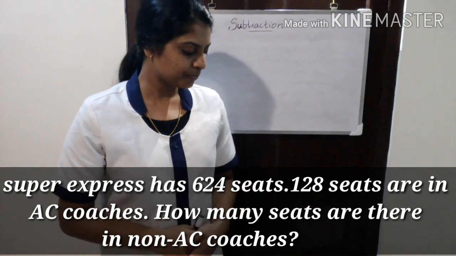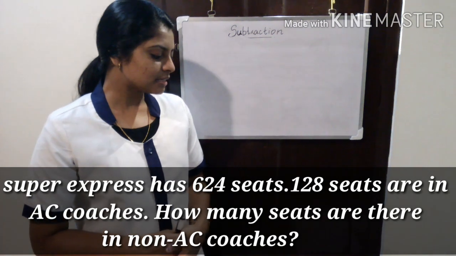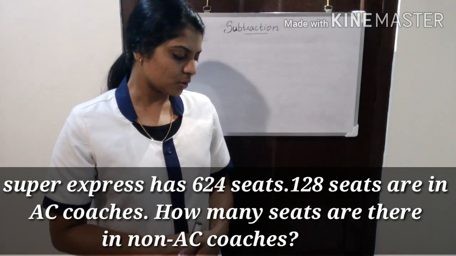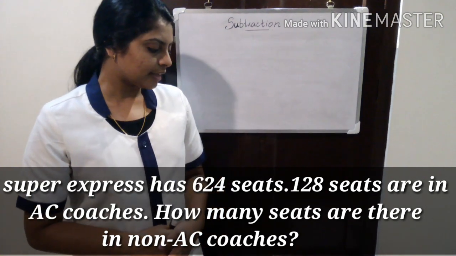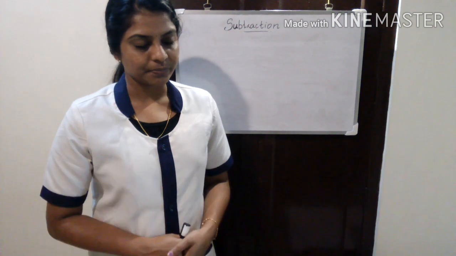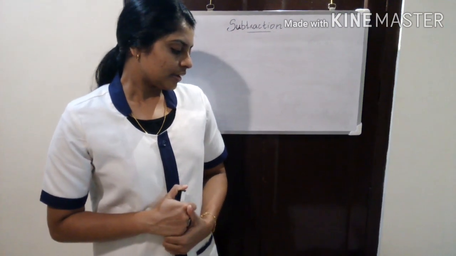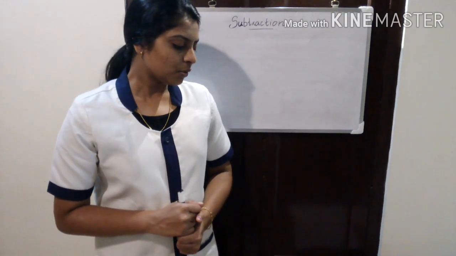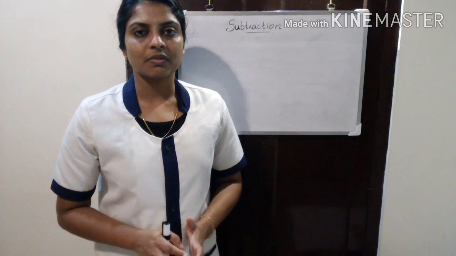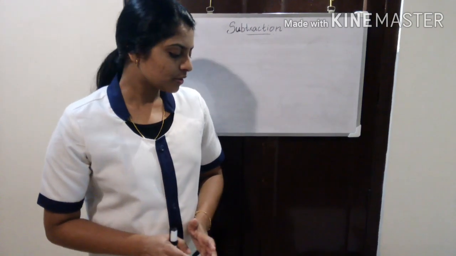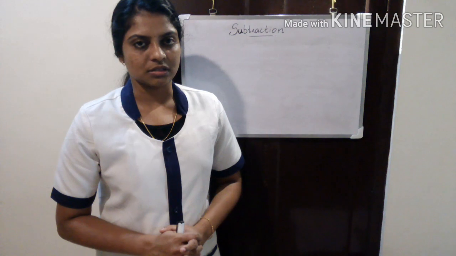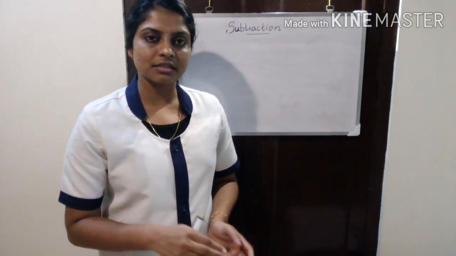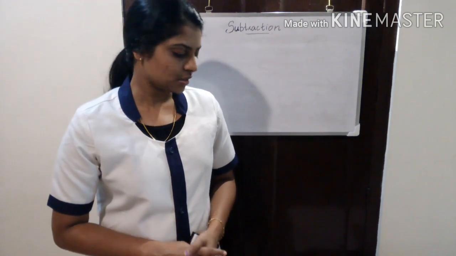Read the question one more time. Super Express has 624 seats. 128 seats are in AC coaches. How many seats are there in non-AC coaches? Here you are given the total number of seats and the number of AC coaches. We want to find the number of non-AC coaches. The total number of seats means the combination of AC coaches and non-AC coaches.